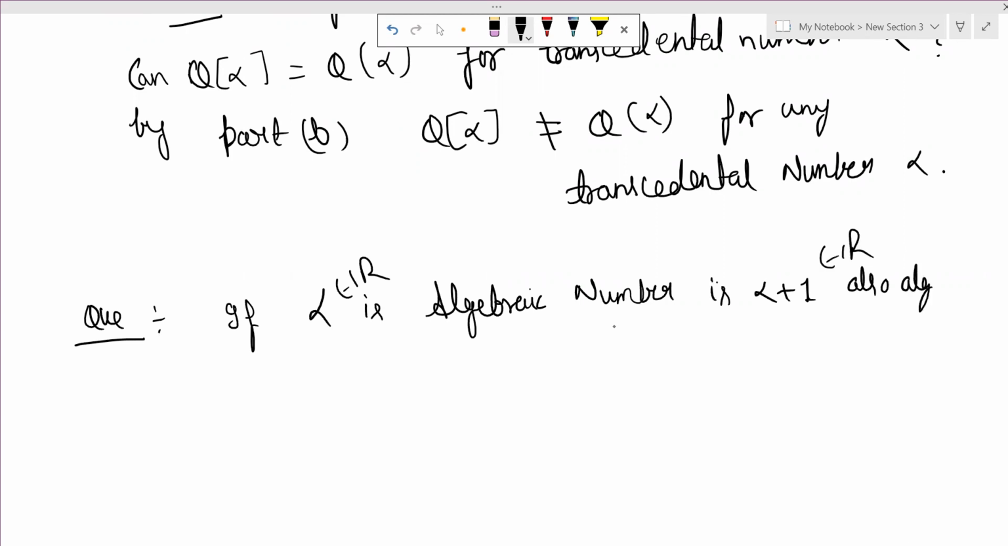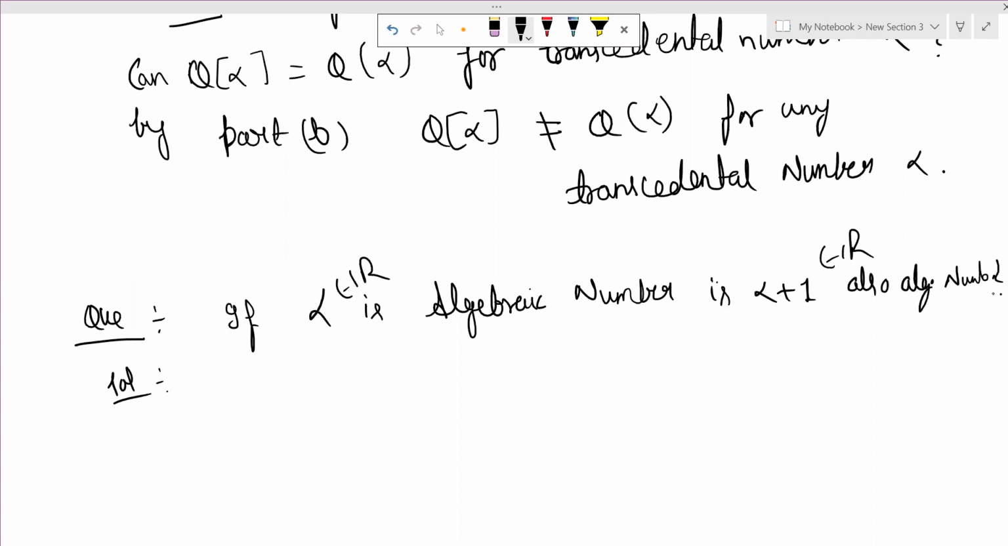Belongs to R, is also an algebraic number. Can you argue for this? Is this true or not? So you can assume alpha is an algebraic number. Okay, so alpha is an algebraic number. So what? So it satisfies a polynomial.